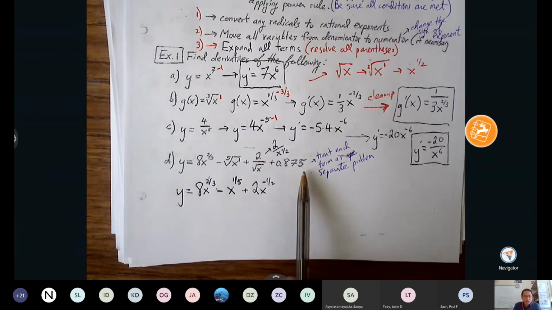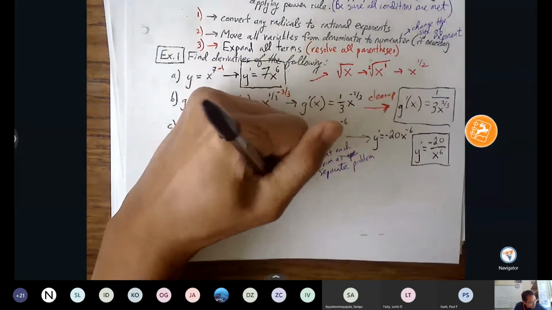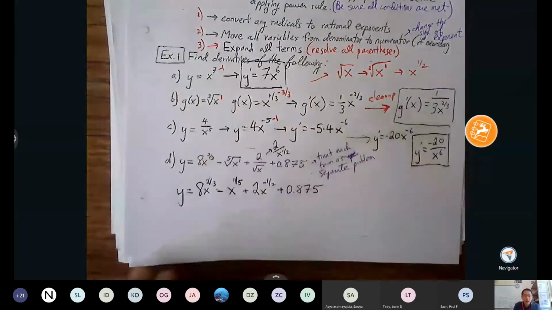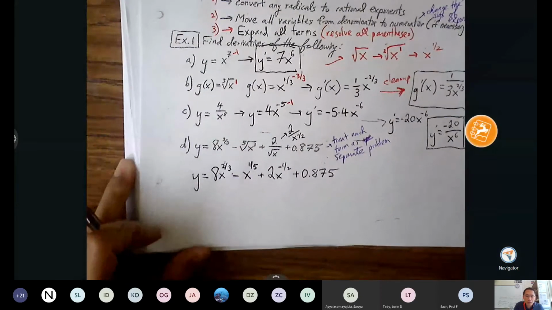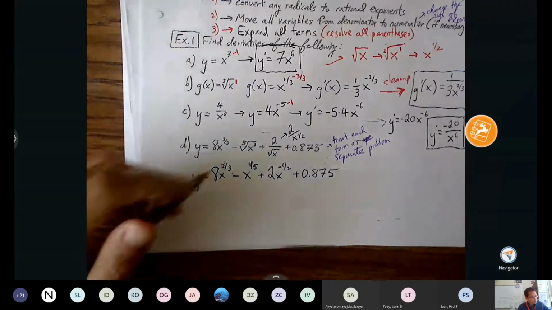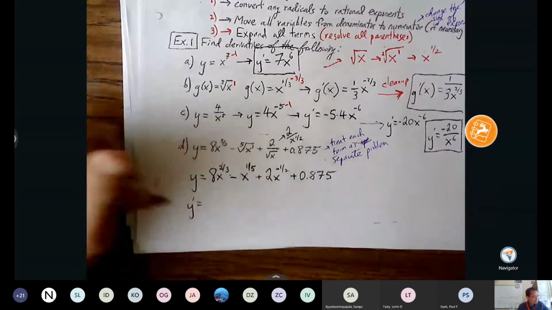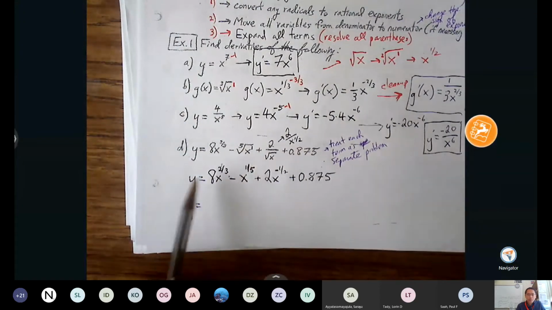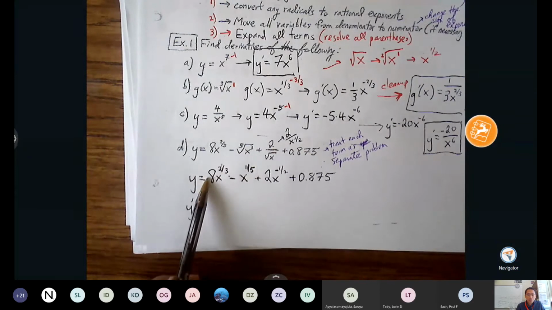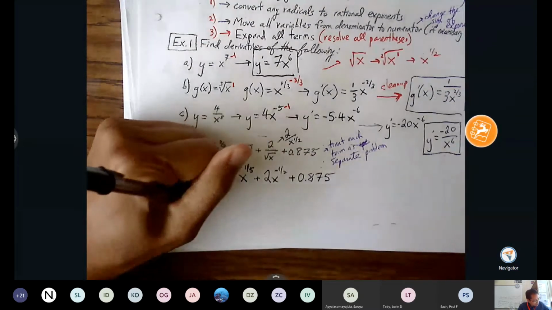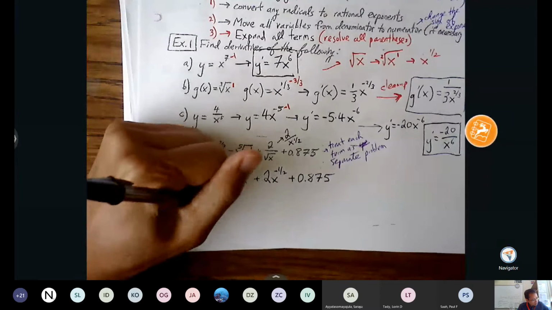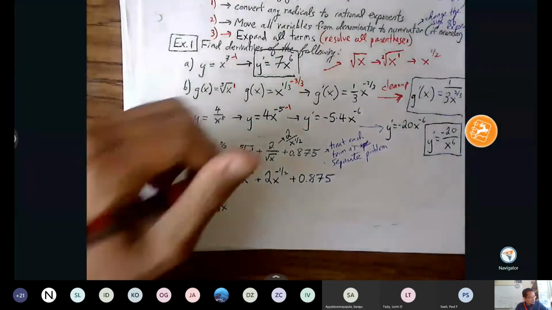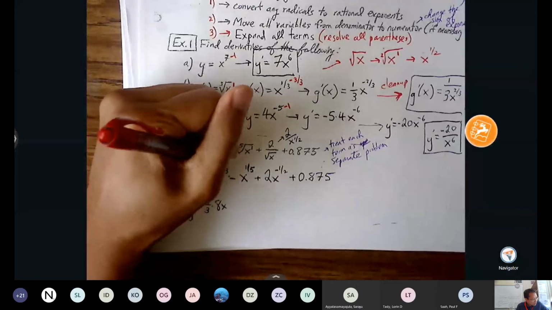Any adjustments here? Constant will just stay, right? Okay. Every term is ready for power rule, or every term is ready for its derivative rule. So we're going to jump to y prime. So power rule, bring the exponent down in front. Subtract 1 from the exponent, so minus 3 over 3.